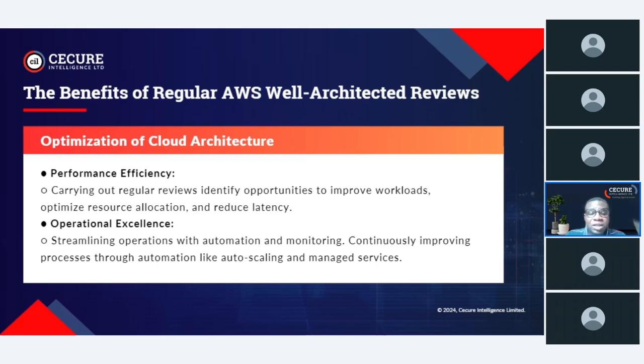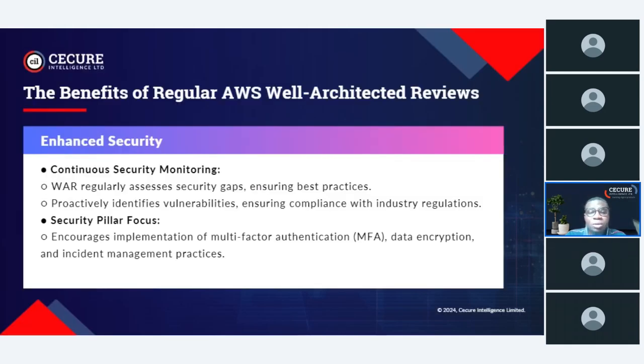Also is streamlining operations with automation and monitoring. When you continuously carry out regular AWS Well-Architected reviews, you'll be able to improve your processes through automation and auto-scaling with managed services. When you make use of AWS services like EC2 Auto Scaling groups, and you also make use of managed services, we have so many managed services that AWS offers, right? So when you make use of these, it is going to help you achieve operational excellence, and this is you streamlining operations with automation and monitoring. That is the first benefit of carrying out a regular AWS Well-Architected review.